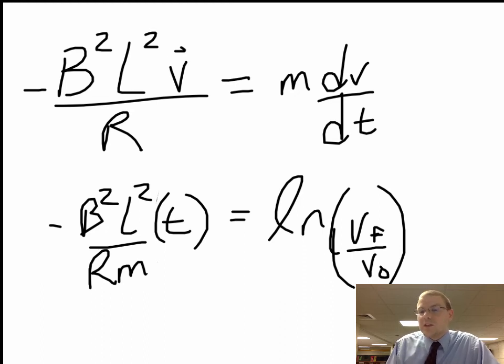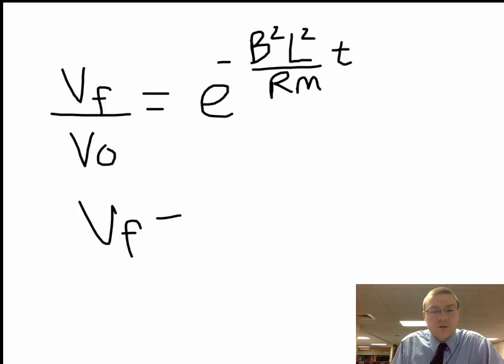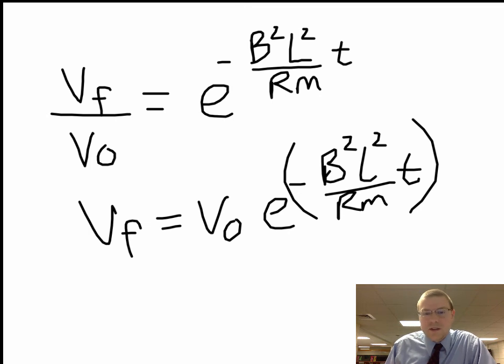Now what we need to do is solve for vf. So we've got to get rid of the natural log. That's where we take e to both sides. Solving for final velocity gives you this. The final velocity is the initial velocity multiplied by e to the minus B squared L squared over Rm t. And we've seen things like this before with currents dying off. We're seeing a velocity now die off to this e to the negative exponent.